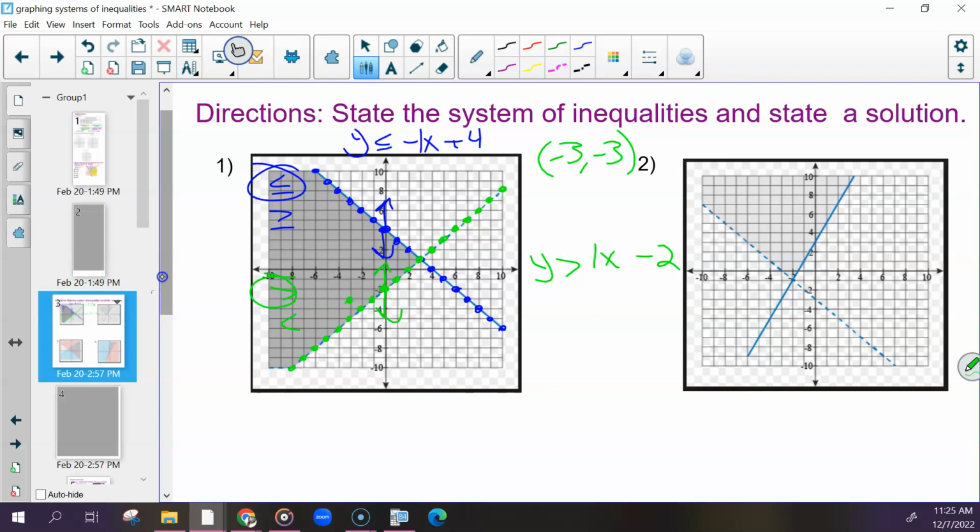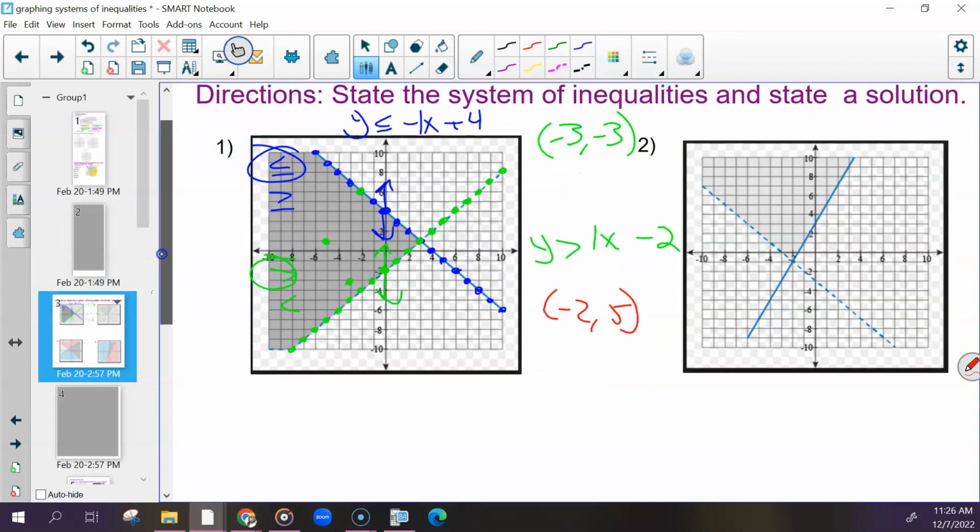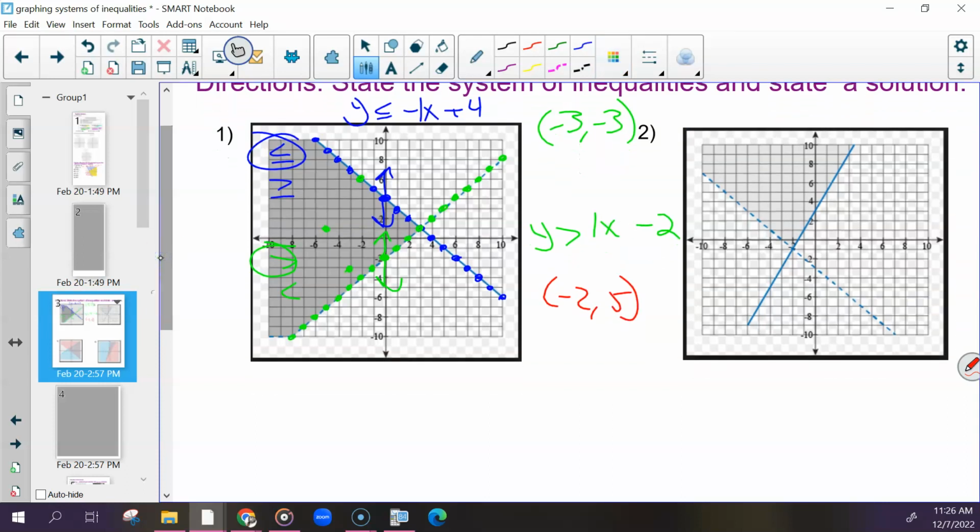-5, 1. Yep, that would work. Oh, if it was on the solid line, would it still work? Let's see. Pick one. It would have to work for both. So we're going to test this and see, does it work or not? -2, 5. I'm going to put it in the solid one first, the less than or equal to first. It should definitely work for that one. I don't know about this one, but it has to work for both.